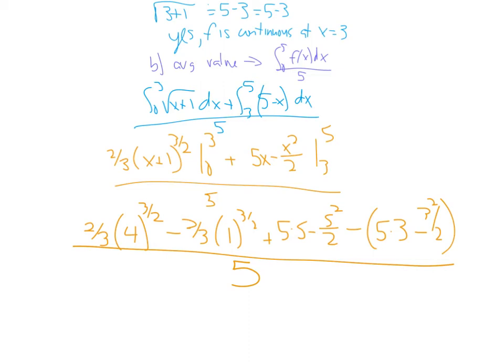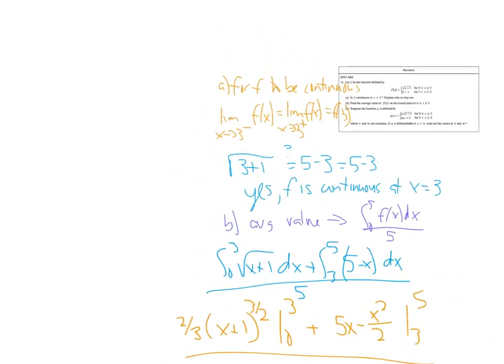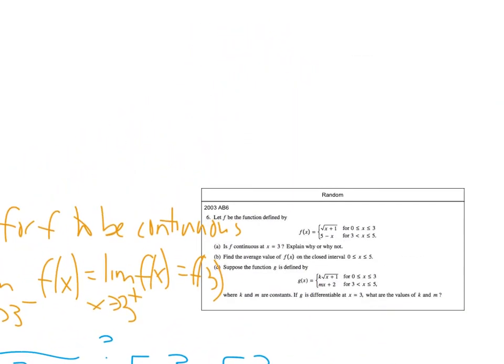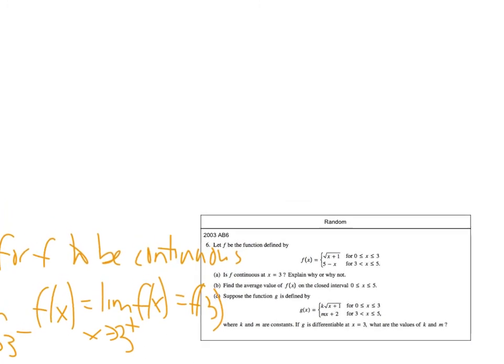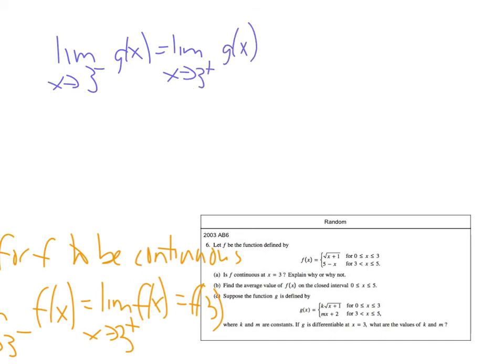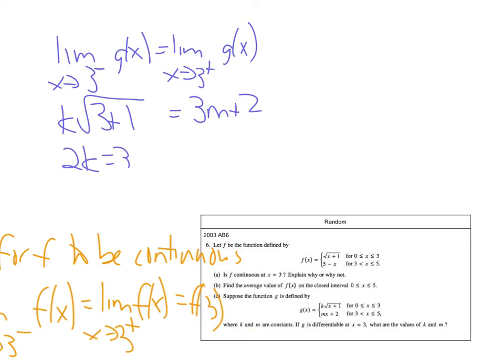Now, for the last part, I'll do it up. There we go. Suppose the function g is defined by that. K and m are constants. G is differentiable. Okay. So we need the limit as x goes to 3 from the left of g of x to equal the limit as x goes to 3 from the right of g of x. So from the left, that's going to be k times the square root of 3 plus 1. From the right, it's going to be 3m plus 2. So 2k is 3m plus 2.